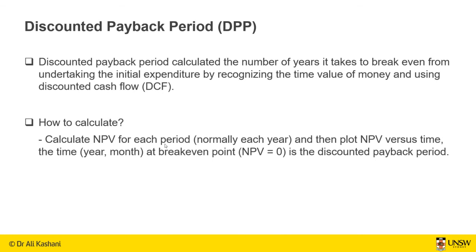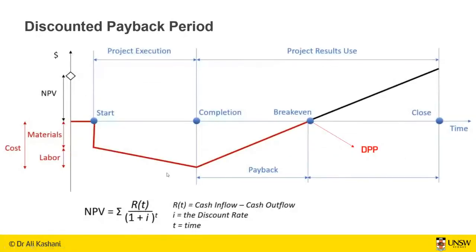You do the same thing for internal rate of return. The difference is that for internal rate of return, you draw the graph of net present value versus different discount rates. But for the discounted payback period, you draw the net present value versus time. That gives you the discounted payback period. So let's have a look.